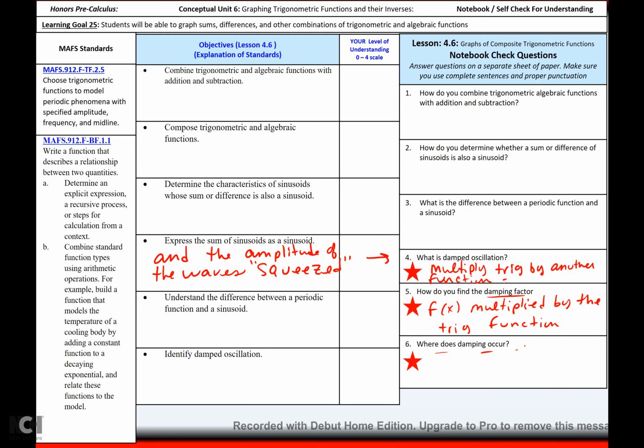And it says, where does damping occur? Well, it depends. It can either do this and damp to the left. It can do this and damp to the right. Or it can do this and damp in the middle.